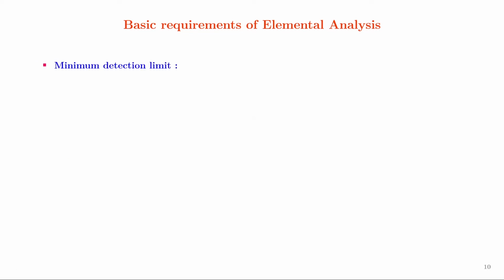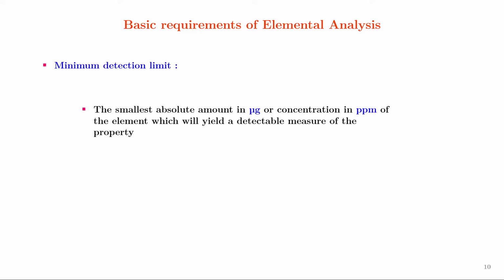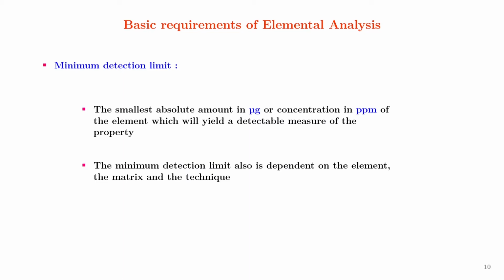The second requirement is the minimum detection limit. This is the smallest absolute amount in microgram or concentration in ppm of the element, which will yield a detectable measure of the property. A minimum detection limit is also dependent on the element, the matrix, and the technique.